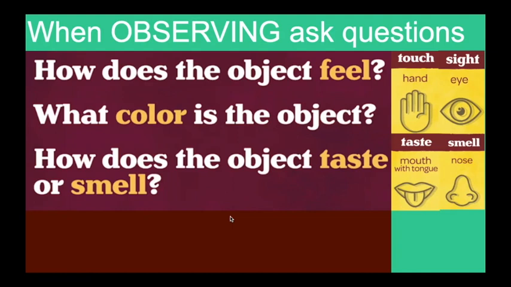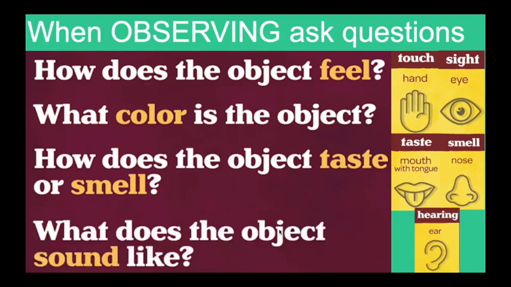Next question. What does the object sound like? Repeat after me. What does the object sound like? We use the sense of hearing and the body part ears. One ear, single ear, plural ears, more than one ears. Same with eyes, single eye, plural, more than one eyes. Hearing, ear. To answer the question, what does the object sound like? We use our ears or sense of hearing.